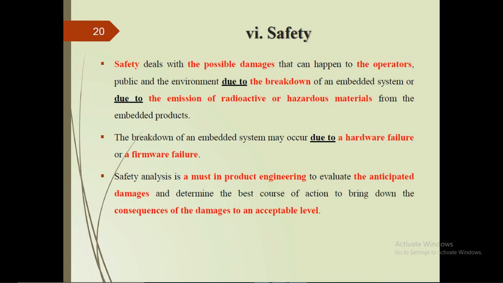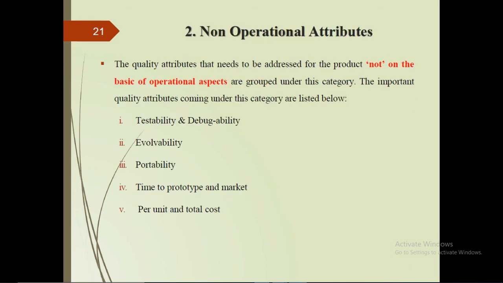Safety deals with the possible damages that can happen to the operator, public, and the environment due to the breakdown of an embedded system or due to the emission of radioactive hazardous material from the embedded system. And these are the operational attributes.